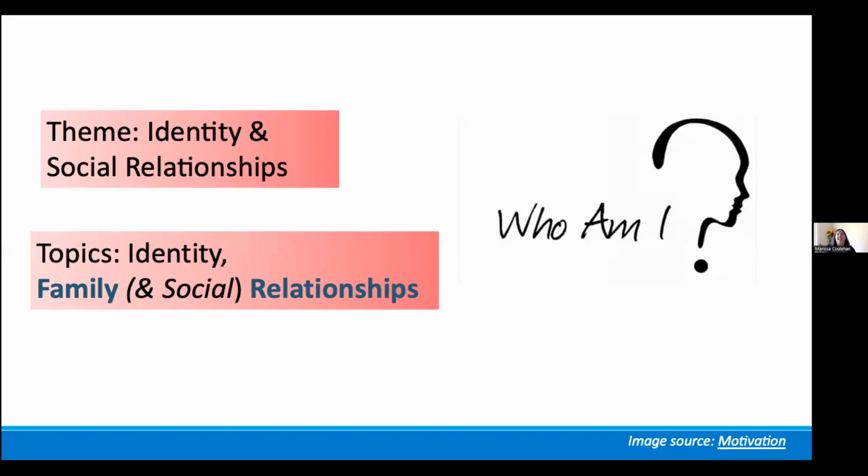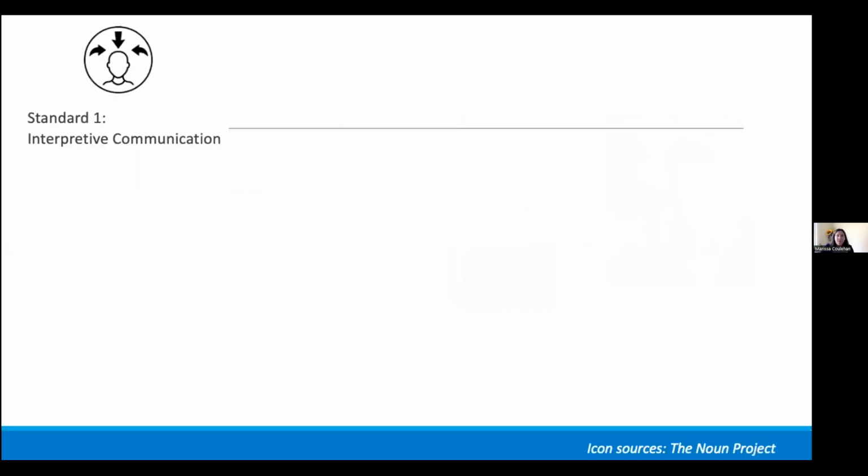And as I mentioned earlier, this theme and topic can be adjusted to any level based on what your program looks like. You just might need to change what is age appropriate or developmentally appropriate as you watch, okay? So the theme is identity and social relationships, with the topics identity, family, and social relationships. Even though this topic is identity, family, and social relationships, I chose to focus, as you can see that I bolded, family relationships, okay?